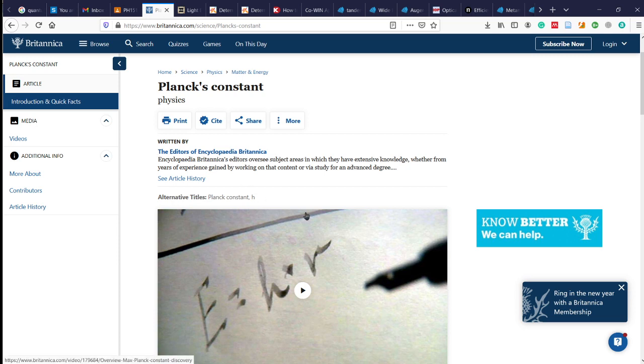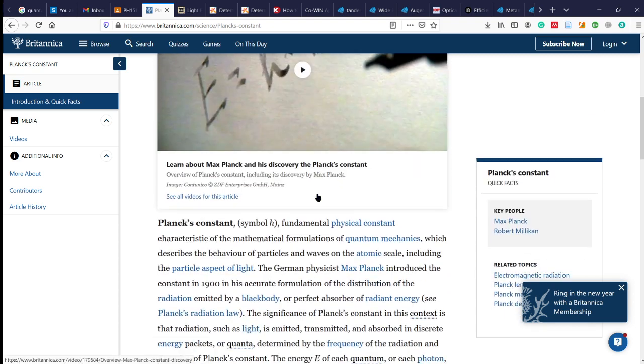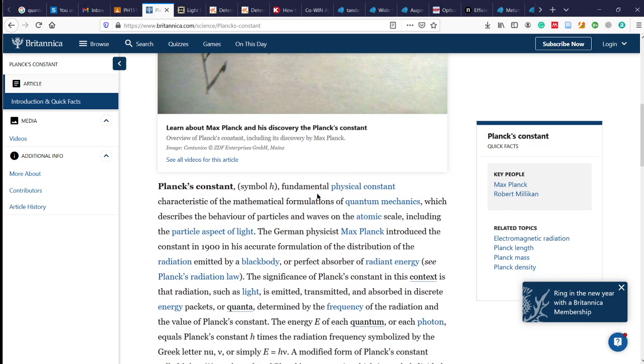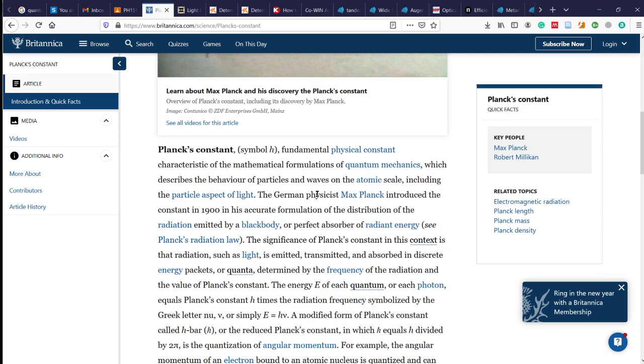Actually, it was in the early 1900s when Max Planck gave his idea about the quantized nature of light. Before that, in the science community, it was believed that light has only the wave nature. So it's only Max Planck who actually gave the idea about the quantized part of the light.